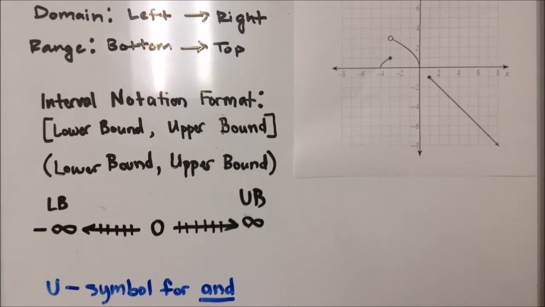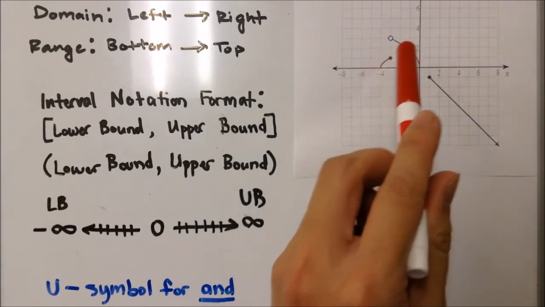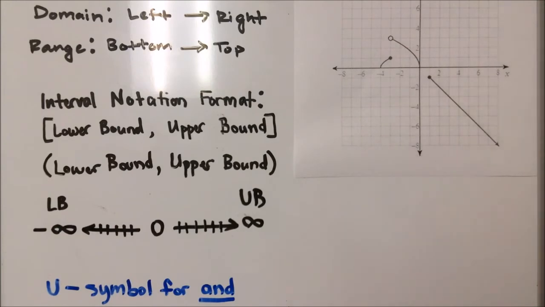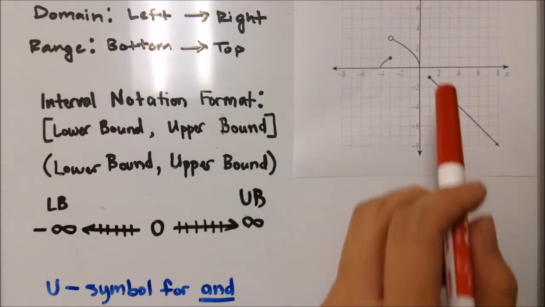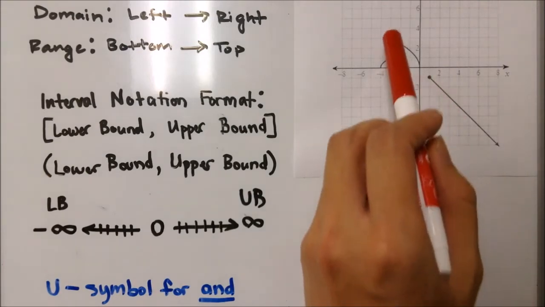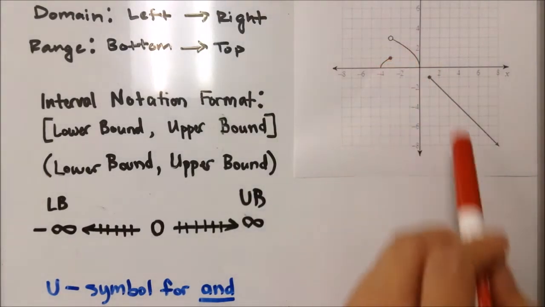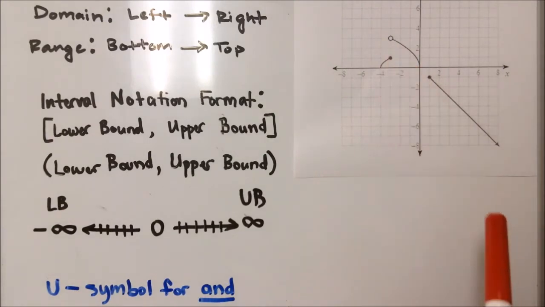Now for our last and fourth example, we have a graph of a piecewise function. So let's take a closer look. We have 3 graphs. So that means there's a possibility of 3 domains and 3 ranges. And I noticed that there are circles at the ends of each graph, a closed circle and an open circle.